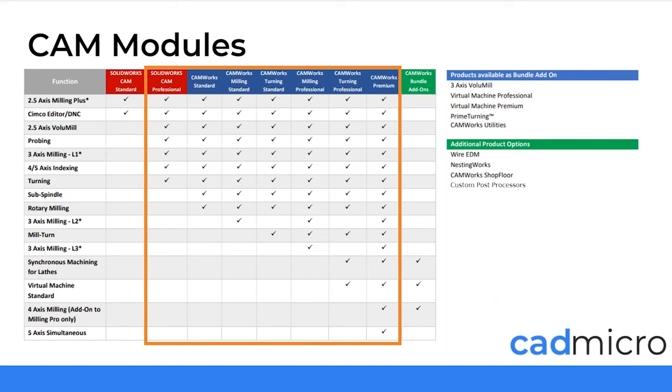Again, if you are curious as to what package might be best for your shop, just give us a call and let us know, and we can discuss the machines that you're working with and what kind of parts you're cutting. And then we can obviously assess that and check out which CAM module would work best for you.